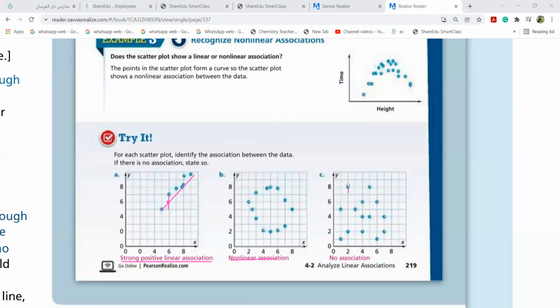If I try making the points in the middle, imagine I made it here, for here, I made it here, for here, I made it here. Something like this. So no, not at all. No association. The last one is no association. Just write down these, girls. Write strong positive linear association. For the next one, write non-linear association. And the third one, write down no association.